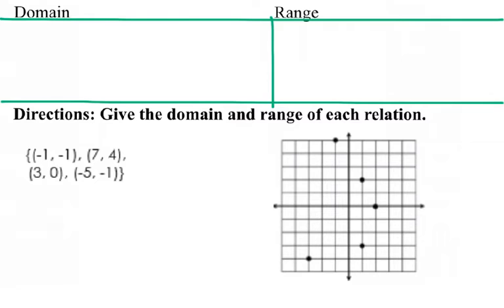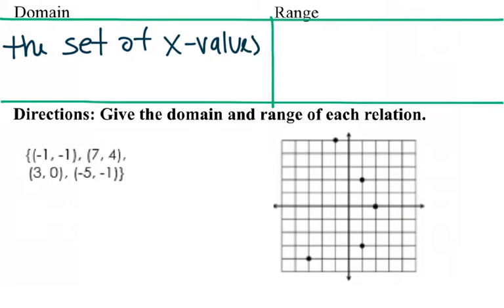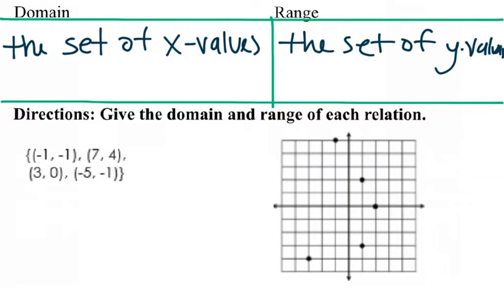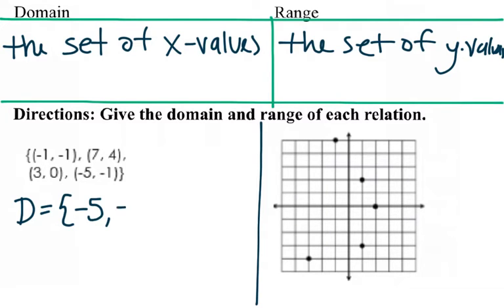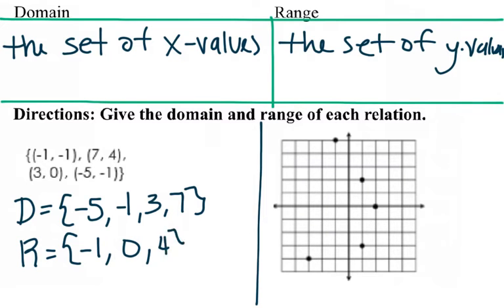Okay. So you've also talked about domain and range in the past. Domain is the set of x values, and range is the set of y values. If we look at this example, we're going to give the domain and range of each relation. These are 2 different problems. For the first one, my domain is going to be all my x coordinates, and we always choose from least to greatest. So we have a -5, a -1, a 3, a 7. My range is all my y coordinates from least to greatest. I see -1. The -1 repeats, so I don't need to write it twice. Then I have 0, and I have 4.